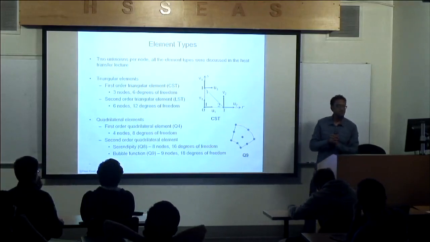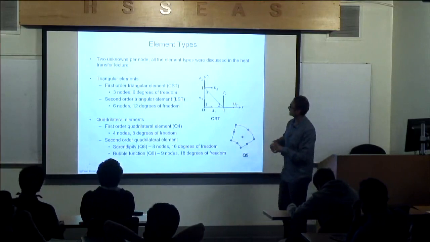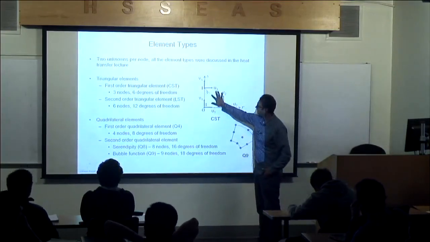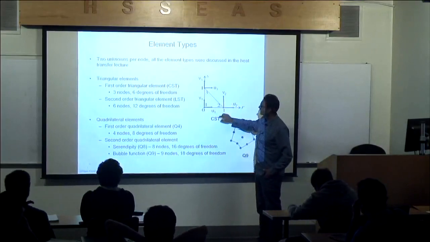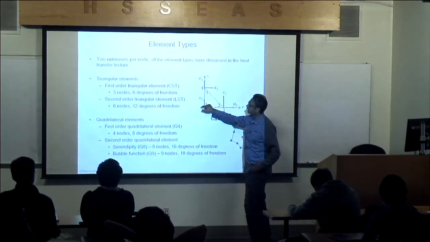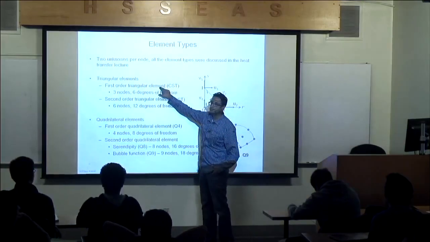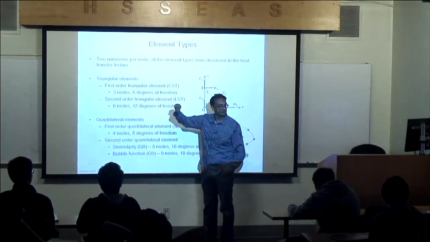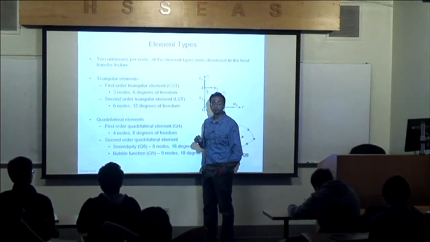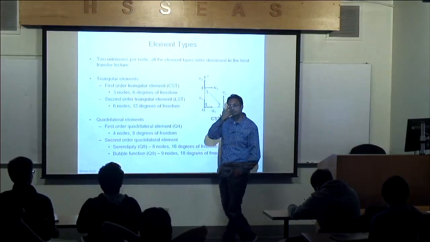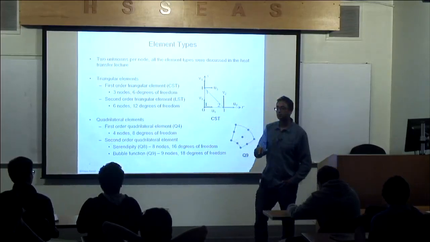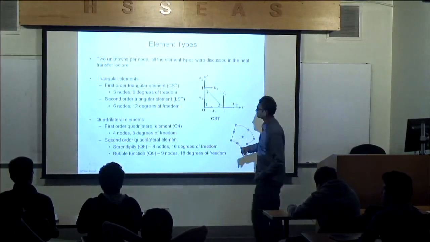The element types are the following. You have a triangular element. This is called the constant strain triangle because the strains are constant across the triangle. Two unknowns per node. It's also known as the first order triangular element. In Abaqus, don't quote me on this, actually, I can't remember. Yeah, I told you about them. It's CPS3 for plane stress, CPE3 for plane strain.